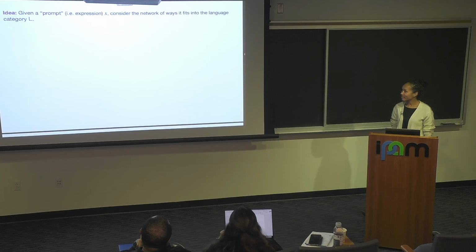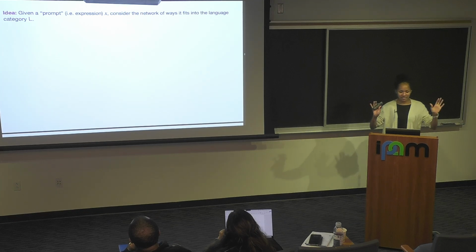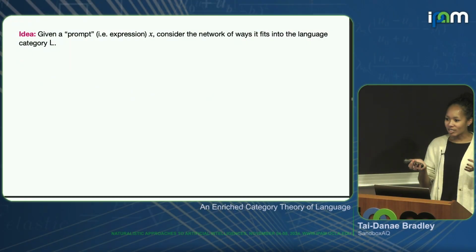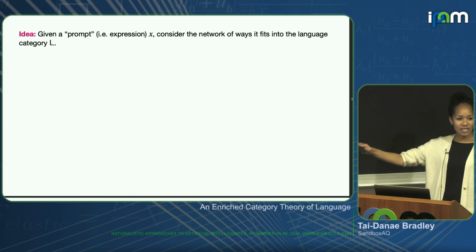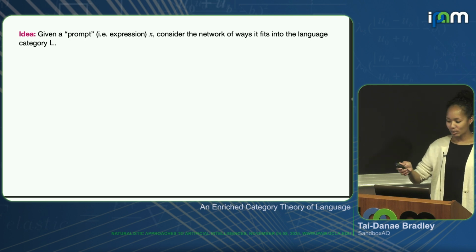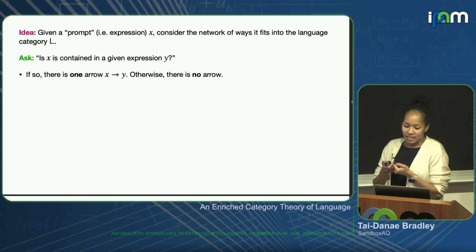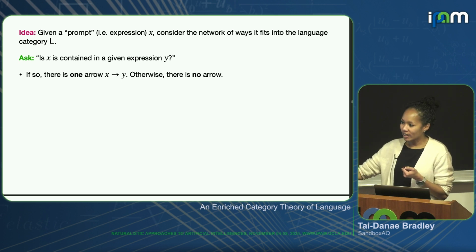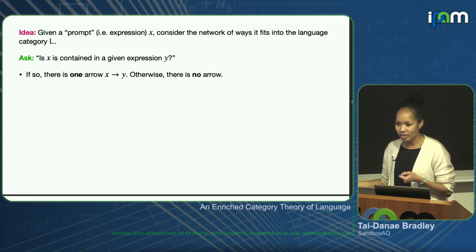Thank you. So translating these ideas to language, here's the idea. Given a prompt or a string or an expression x, we want to consider all of the ways it fits into the language, its context, so to speak. So we just ask, is x contained in some expression y? If so, there's an arrow. If it's not, there's no arrow.